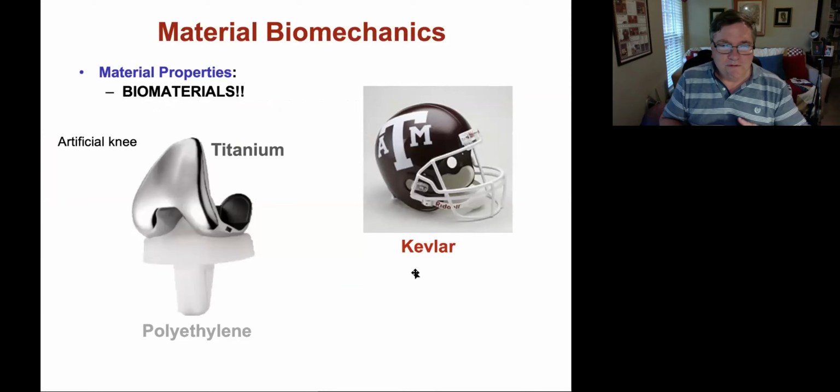In terms of materials that we use, sometimes they're protective materials, sometimes they're prosthetics. So artificial knees today are made of titanium, which is a light, really tough, really stiff metal, and then polyethylene, which actually replaces the cartilage in the knee. That's a fairly tough plastic. They can last a long time through the dynamic stresses that you'll see in the knee.